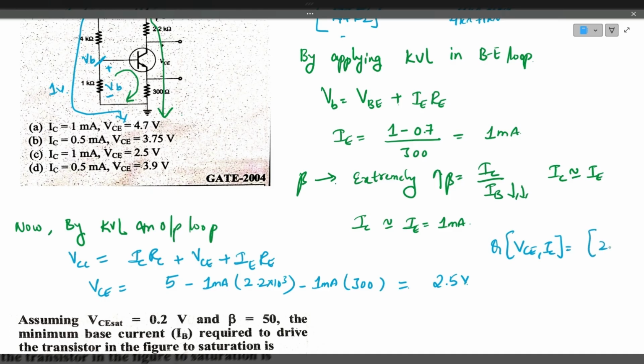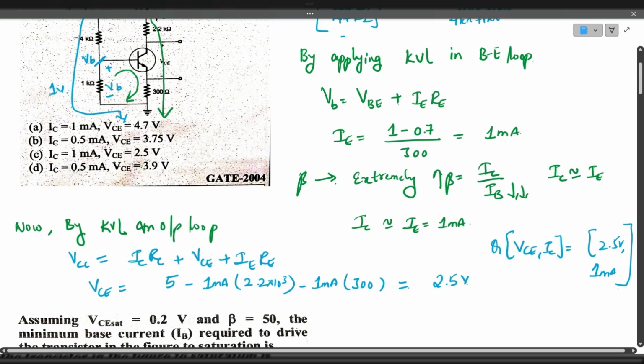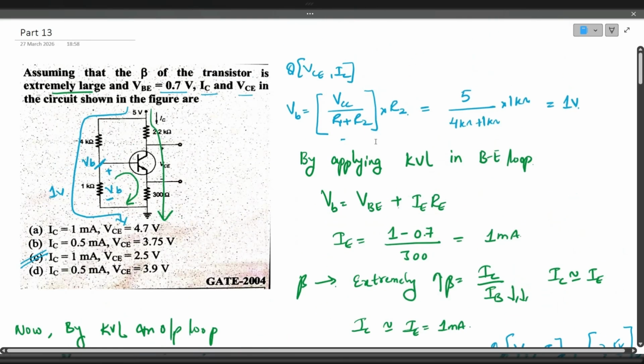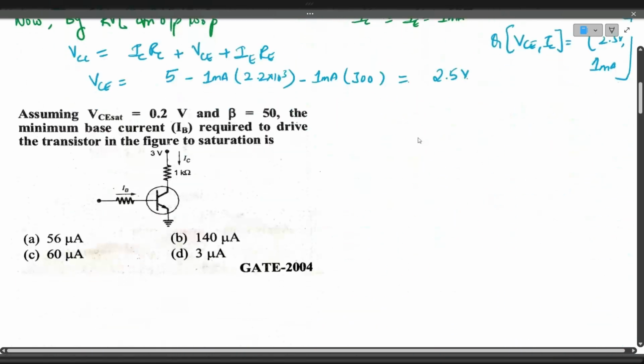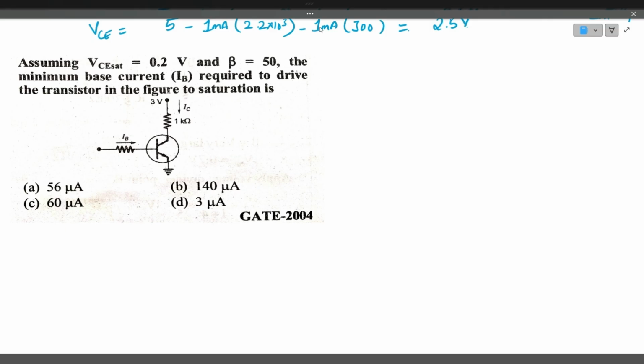So now the Q point, VCE and ICQ, equals 2.5 volts, 1 milliamp. So now the answer is option C. This question was asked in GATE 2004. We'll see the next question.